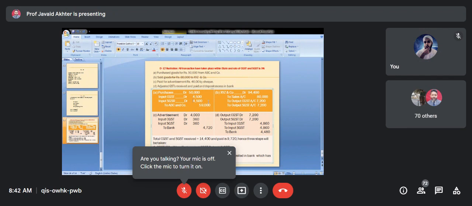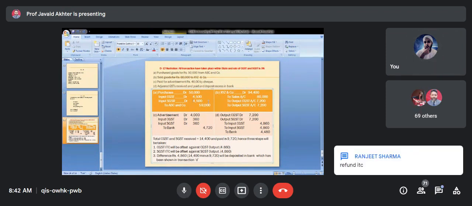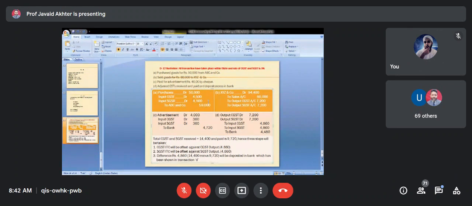Suppose there is a situation wherein you have received GST of 100 rupees, but you have paid 130 rupees. You have paid 130 rupees, but you have received only 100. So there's a loss of rupees 30 to you. What will you do? File returns. This money you will claim from the government, known as input tax credit. What is it known as? ITC, input tax credit.